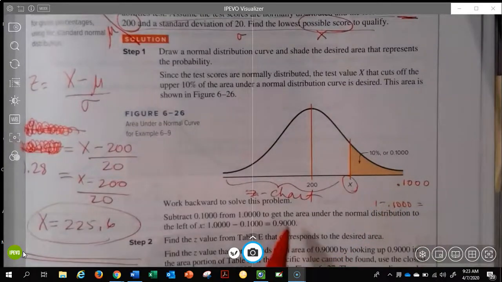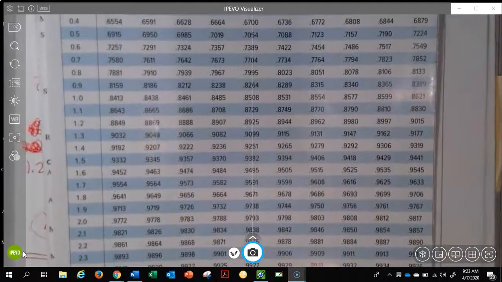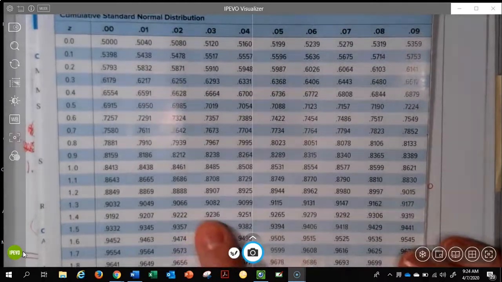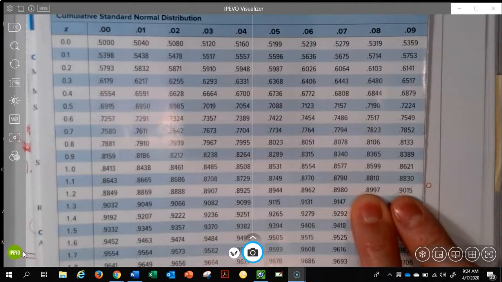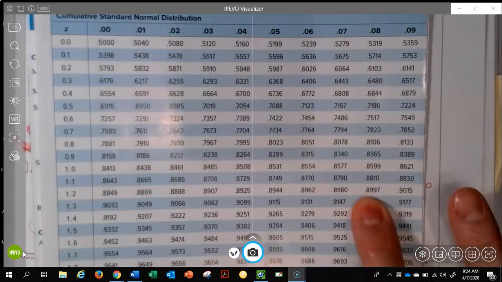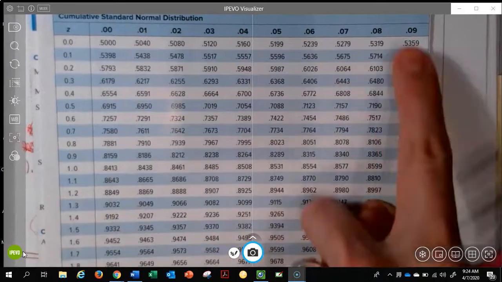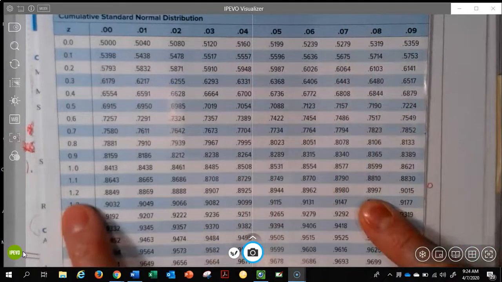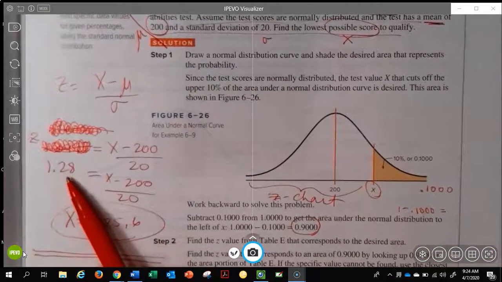In other words, right here, I'm going to be looking for 0.9000, which is 9,000. And so when I look on my chart looking for 9,000, I notice here I've got 8,997, which is 3 points away from 9,000, and 9,015 is 15 away, so here's my winner, 0.8977. So I look over here and I'm at 1.2, and I look up here and I'm at 8. So the z-score I need is 1.28. And you'll notice that's what I put in over here.